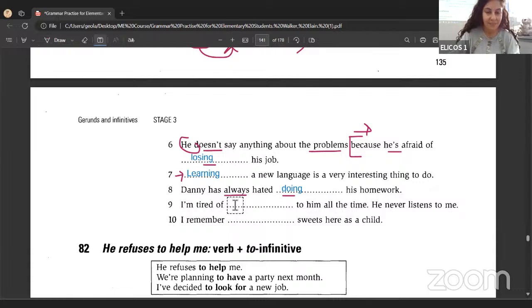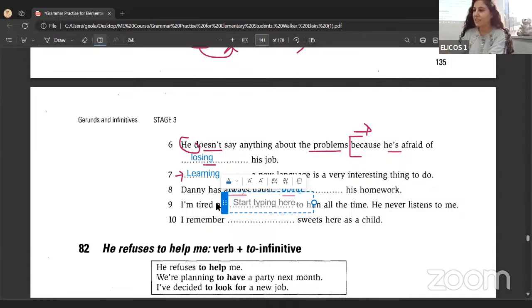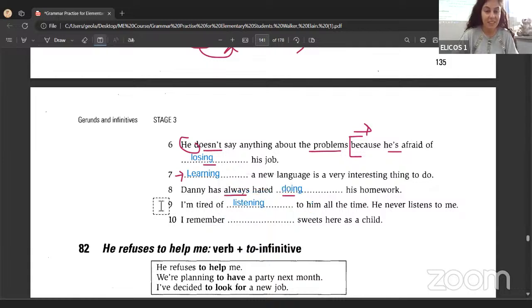Number 9. I'm tired of buying to him all the time. He never listens to me. No, maybe listening. I'm tired of listening. Yes, good. Listening was the right one. And remember, the T is silent. So I'm tired of listening to him. We can see our preposition before the verb. To him all the time.